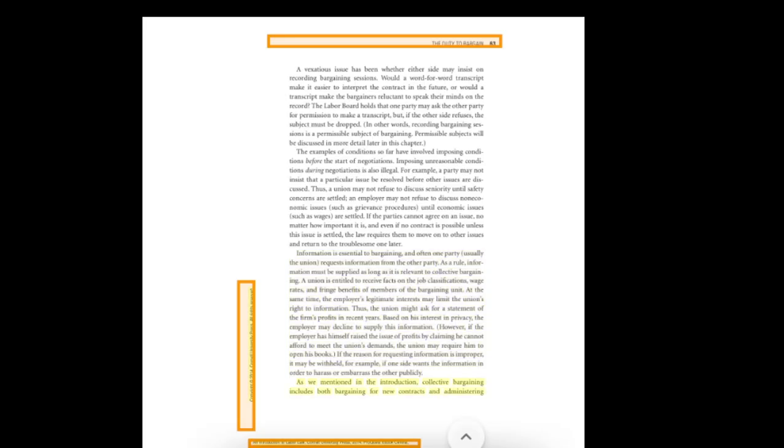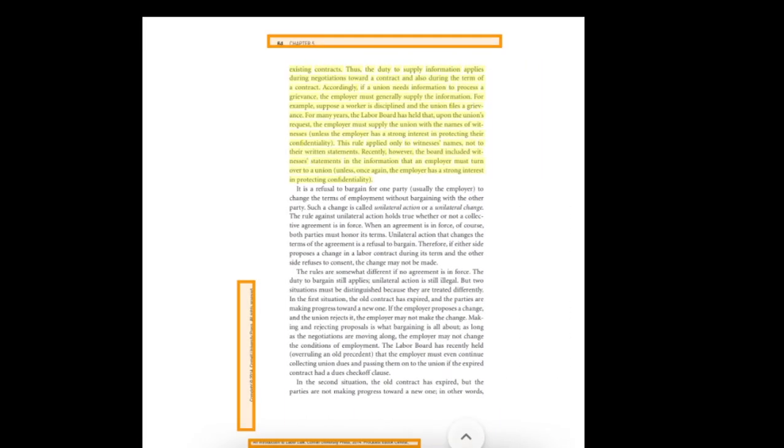As we mentioned in the introduction, collective bargaining includes both bargaining for new contracts and administering existing contracts. Thus, the duty to supply information applies during negotiations toward a contract and also during the term of a contract. Accordingly, if a union needs information to process a grievance, the employer must generally supply the information. For example, suppose a worker is disciplined and the union files a grievance.